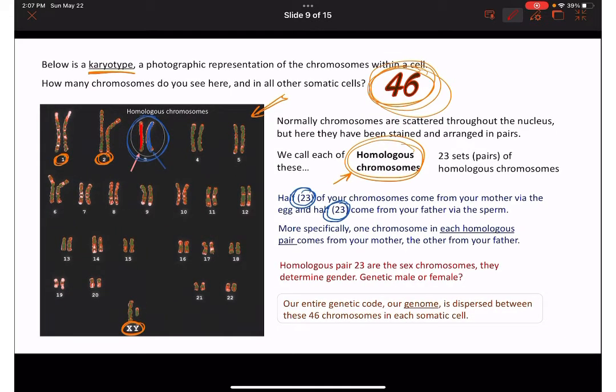And something that I want to point out is that our entire genetic code, what we call our genome, is located within these 46 chromosomes. Our entire genome is dispersed between these 46 chromosomes in each somatic cell of the body.